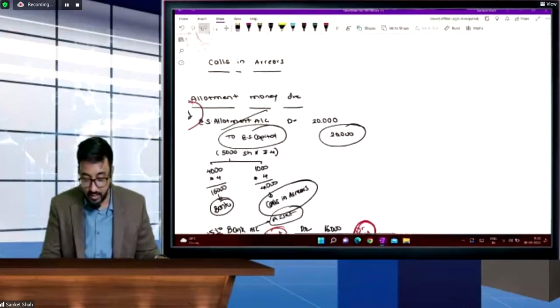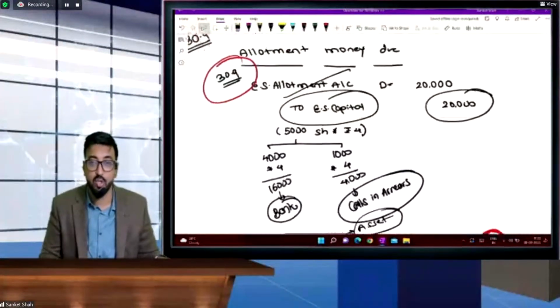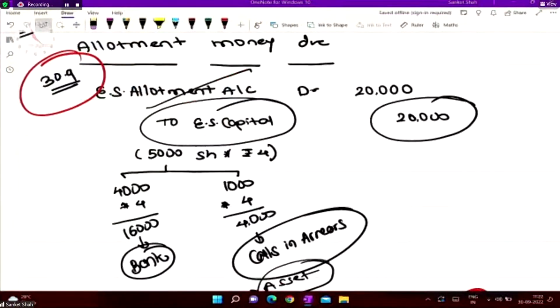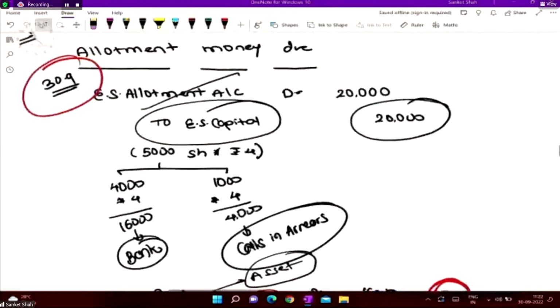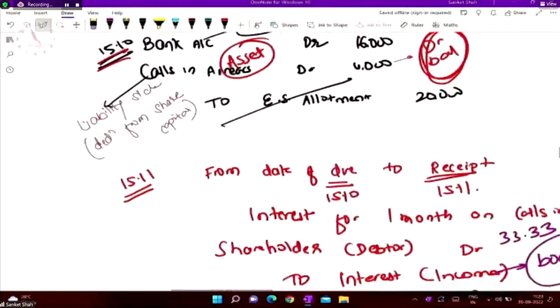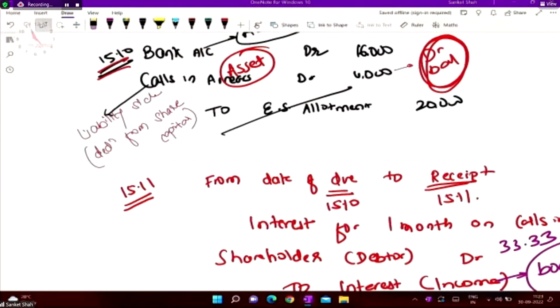Let's have another look. Allotment, do you need to take a screenshot? If you want a screenshot, write it down quickly. Allotment money due. Equity share allotment 20,000 to equity share capital. Then 4,000 into 4, 1,000 into 4. Bank account debit, calls in arrears account debit to equity share allotment.